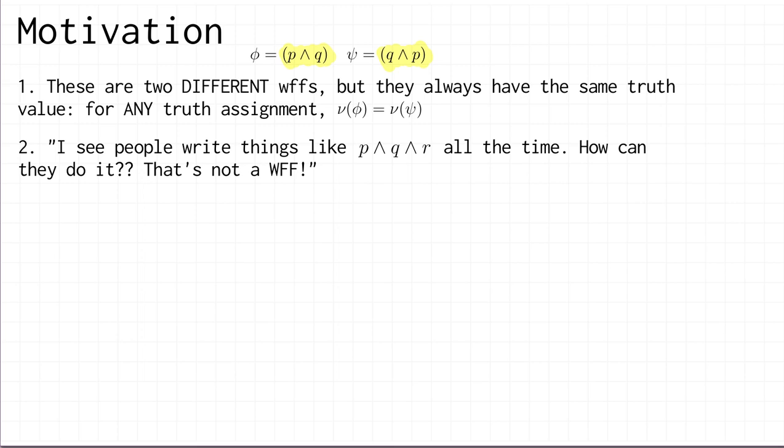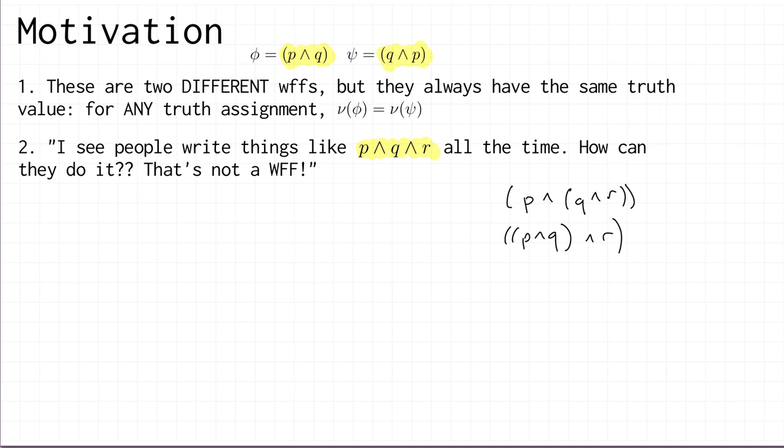Secondly, you'll often see in texts other than the lecture notes for Math 5, expressions like this, so P and Q and R. And you know that that is not a well-formed formula, so it would need more brackets to be a well-formed formula. For example, P and Q and R is a well-formed formula, as is P and Q and R. So how is it that people write things like this and give them logical meaning even though they're not well-formed formulas? And the answer is that you've got two different ways in which you could make this into a well-formed formula by adding some brackets.